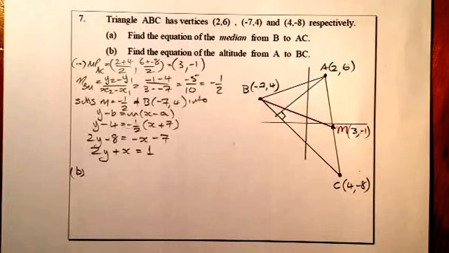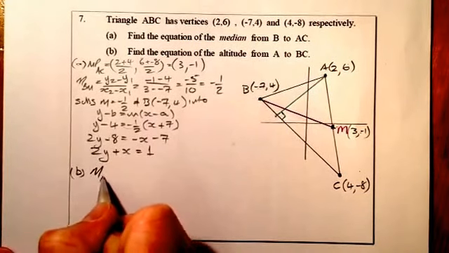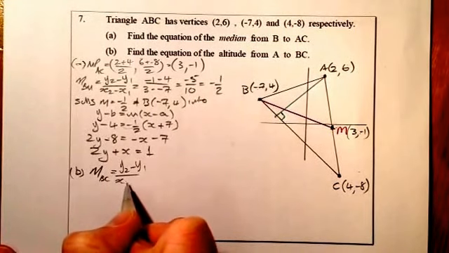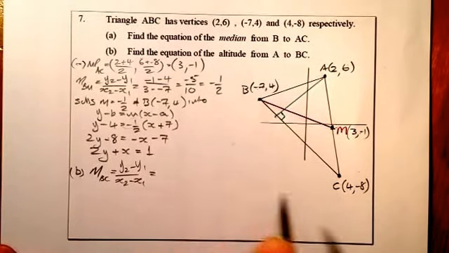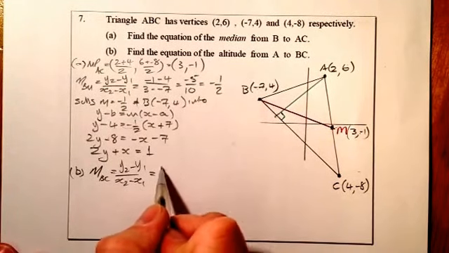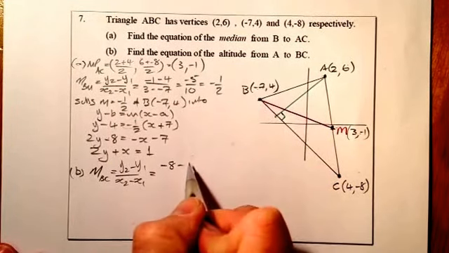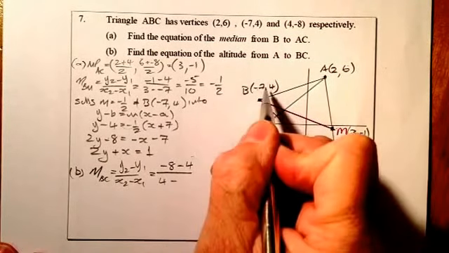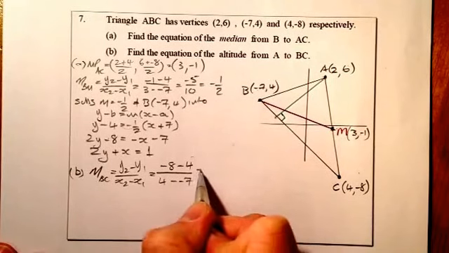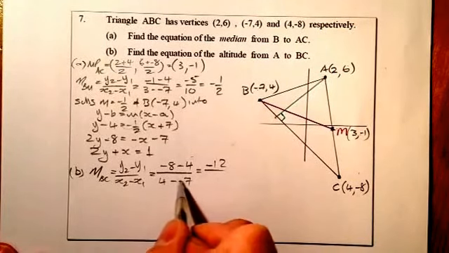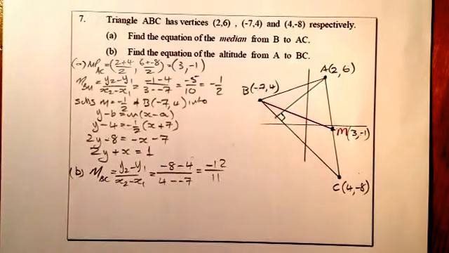Right, so first of all, we'll get the gradient of BC. Gradient of BC, remember it's y2 minus y1 for a gradient, all over x2 minus x1. Let's start with minus 8 and take away 4, all over 4, and I'm going to take away minus 7. What I've got there is minus 12 on the numerator, and on the denominator I've got 11, so it's minus 12 over 11.